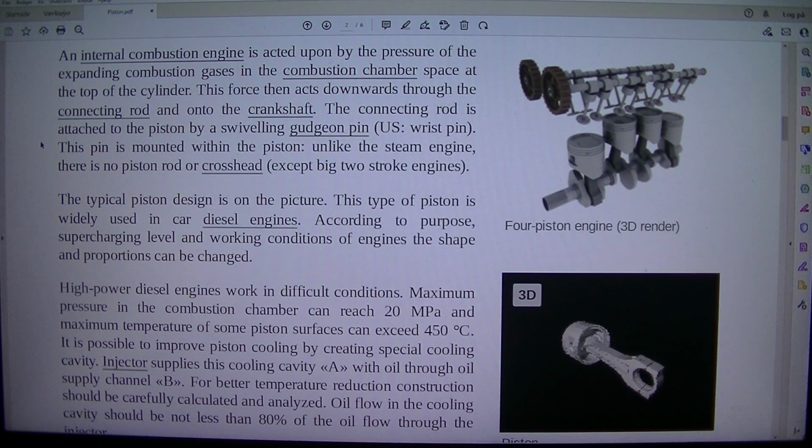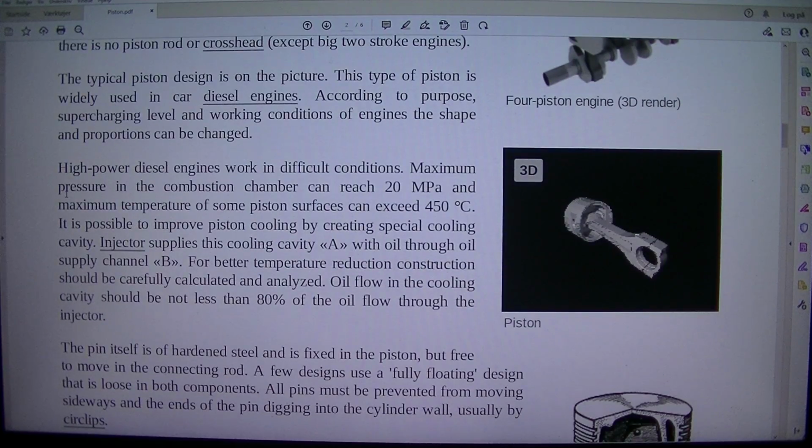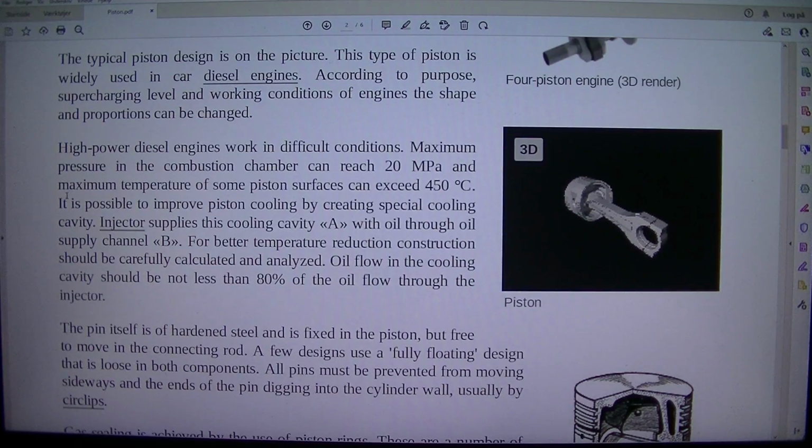The connecting rod is attached to the piston by a swiveling gudgeon pin, US: wrist pin. This pin is mounted within the piston. Unlike the steam engine, there is no piston rod or crosshead, except big 2-stroke engines. The typical piston design is in the picture. This type of piston is widely used in car diesel engines.